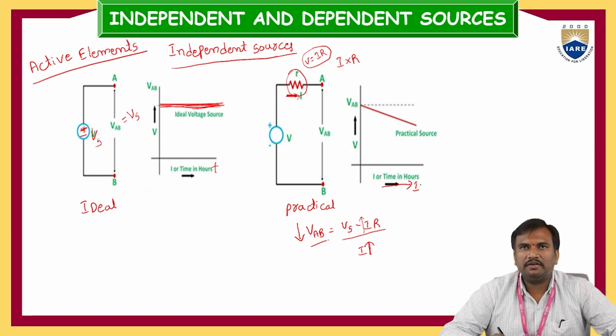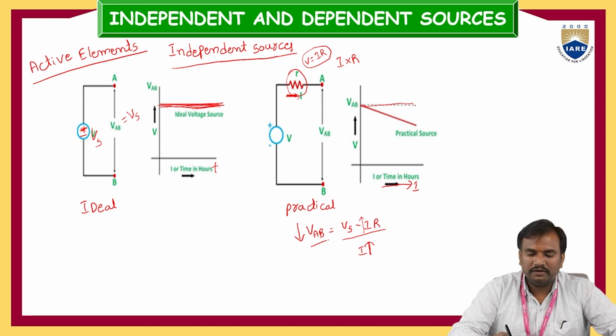So here you can see clearly in the characteristics, voltage versus current. If we draw it here, actually this is for the ideal. When we take the practical, there will be some drop. This drop is due to the series resistance.